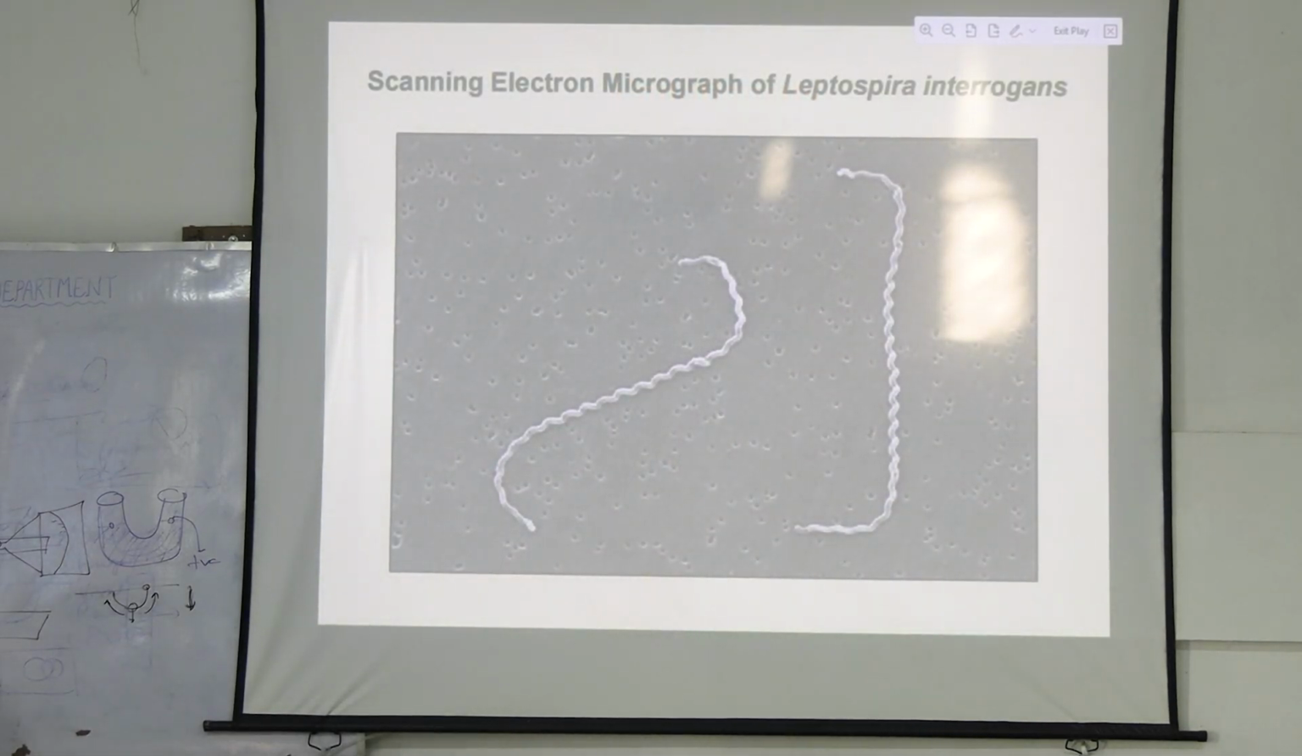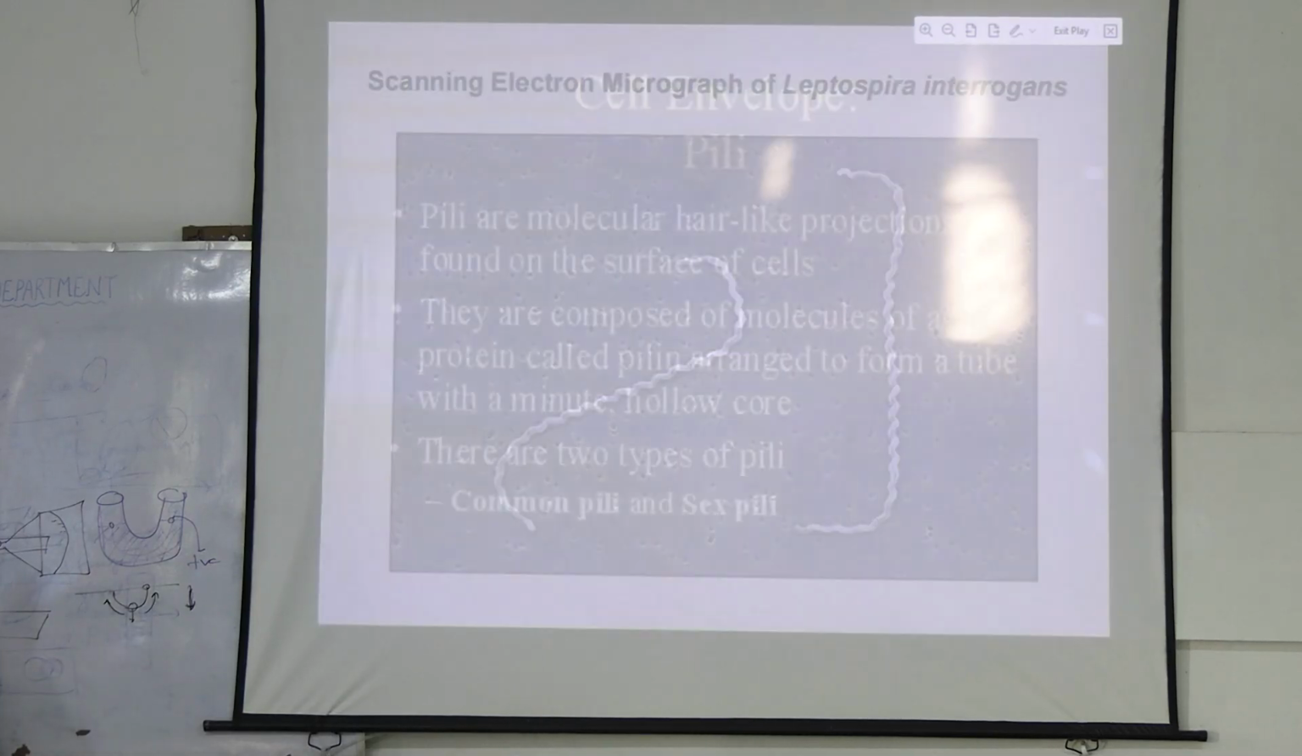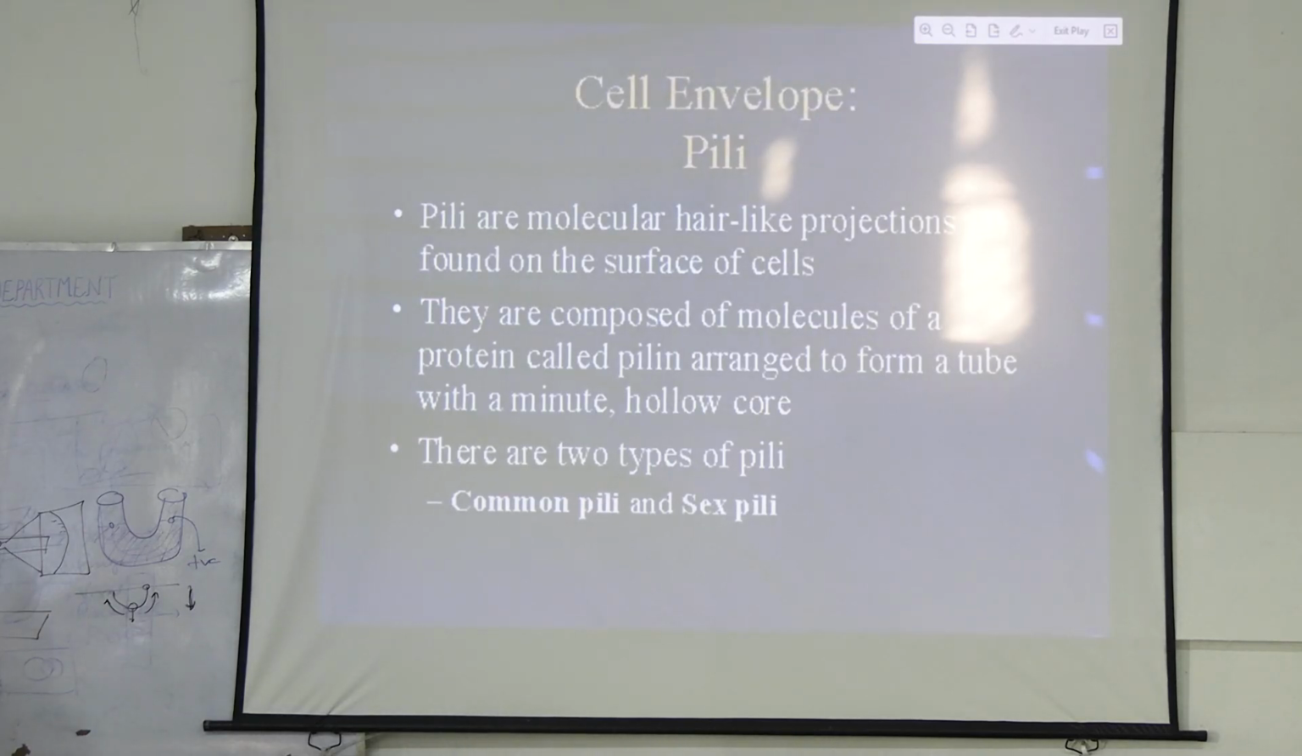So this is an electron microscopic image of leptospira. I think you can appreciate the spiral structure of the bacteria. Other than flagella, there is another hair-like structure that is present on the bacterial cell. It is called the pili, or also called fimbriae.